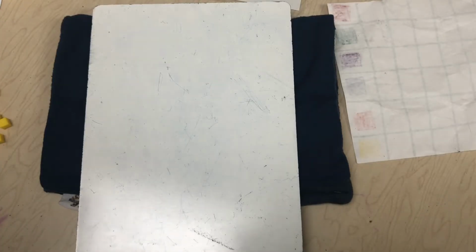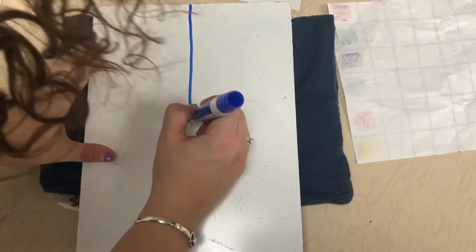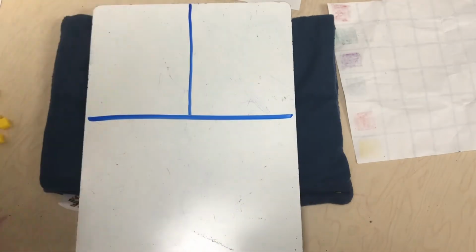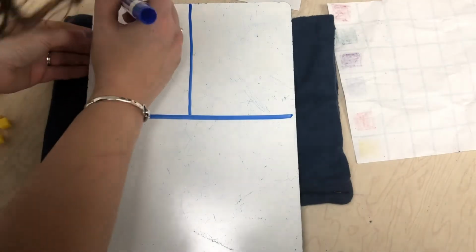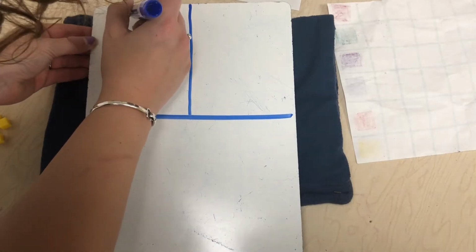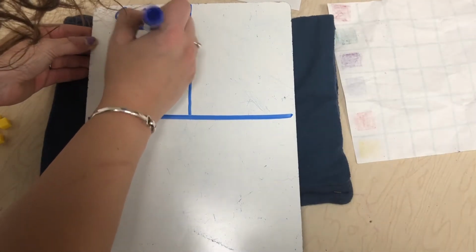Hey guys, welcome to our final day of math, day 8. We are going to start by drawing our T-chart. Our number today is going to be 91, so we are going to write a 9 and a 1.